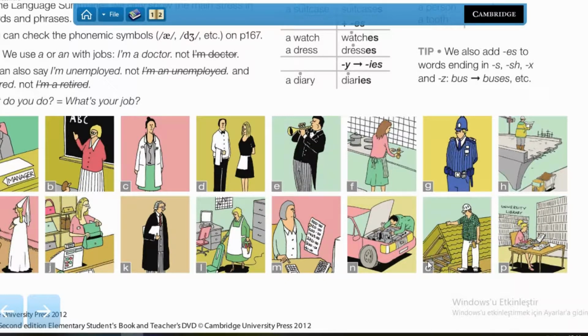Picture O. He is building a house. So what's his job? He's a builder. I teach. So what's my job? I'm a teacher. He builds houses, so he's a builder. And the last picture, picture P. Here, she's studying. So what's her job? She's a student.